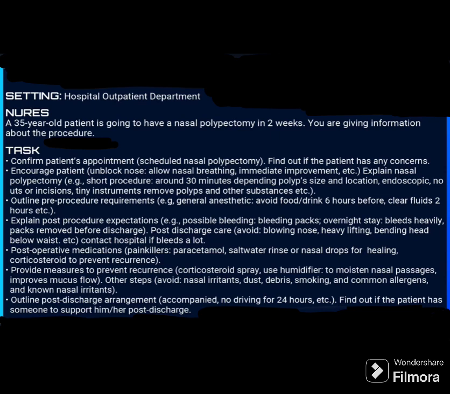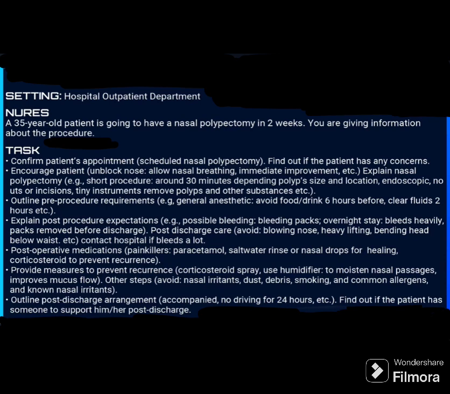Please try to stop the clear fluid just before 2 hours. Are you okay with that? Like that, you can ask. The next task is to explain the post procedure expectations like possible bleeding, pack, overnight stay. If bleeds heavily, the pack will be removed before the discharge, these things and all. And some discharge care also they have given.